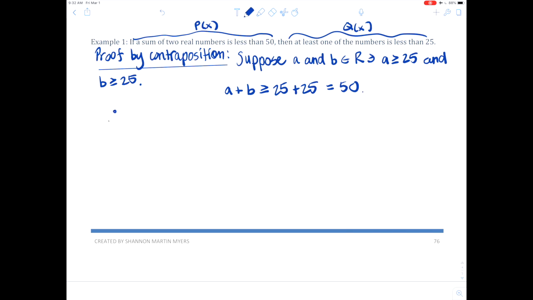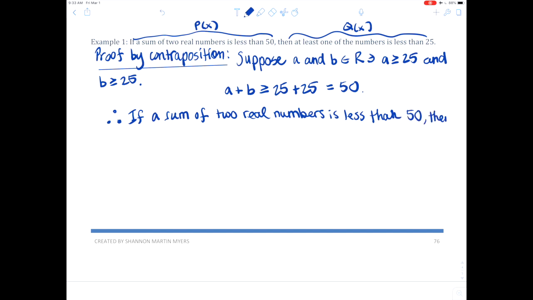So, therefore, if a sum of two real numbers is less than 50, then at least one of the numbers is less than 50. Oh, sorry, less than 25.